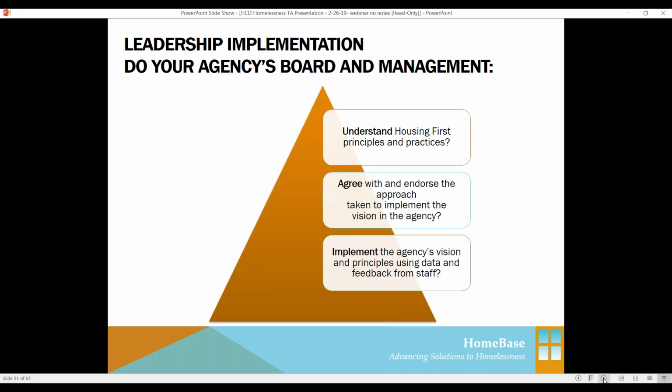Making sure, as I said, that the agency's vision can then be implemented into principles using data and feedback from staff and the community.